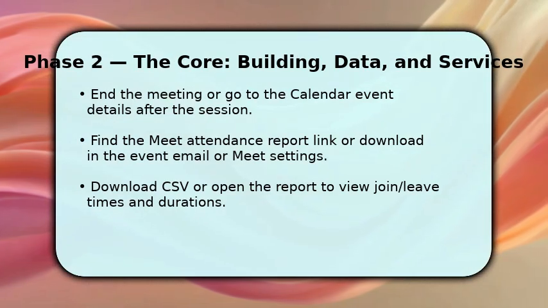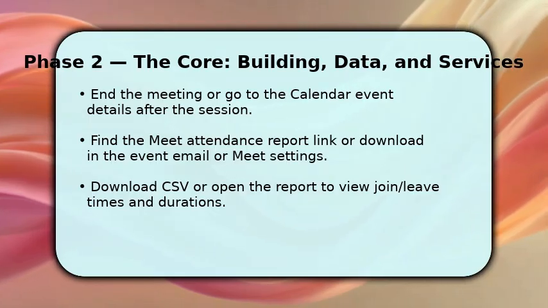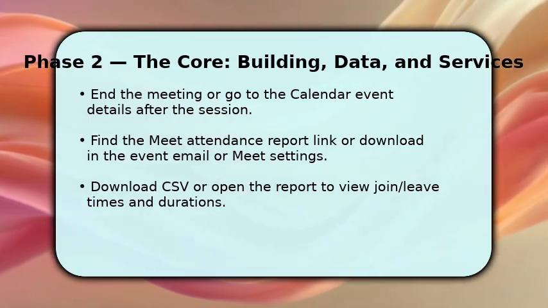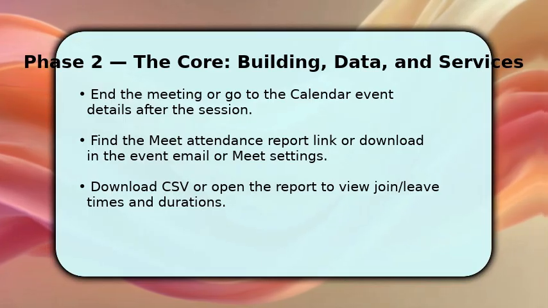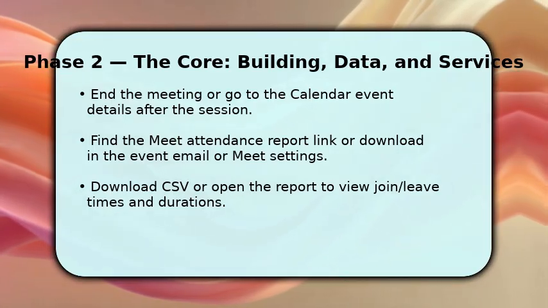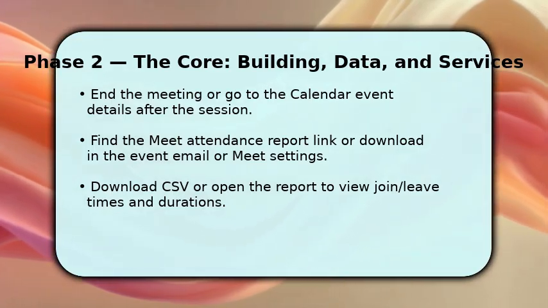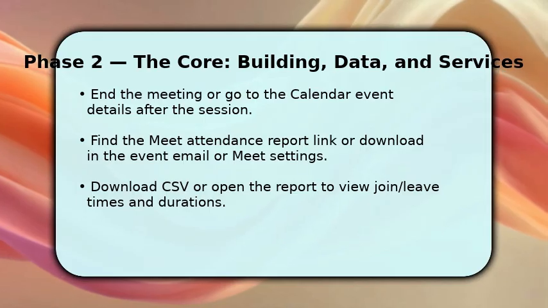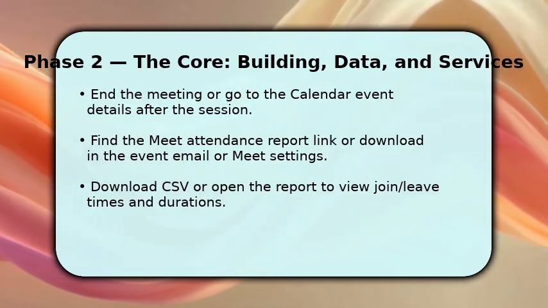Once the meeting ends, open the calendar event or the follow-up email. Google often attaches the attendance CSV there, or you can access it from the Meet chat or meeting details. Click the attendance report link and choose CSV download so you can sort and filter offline.